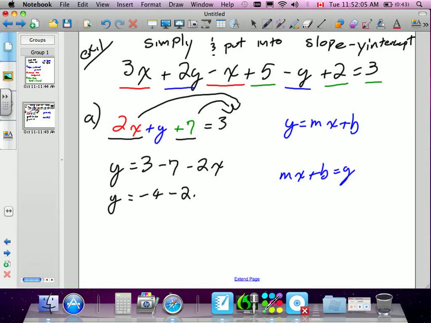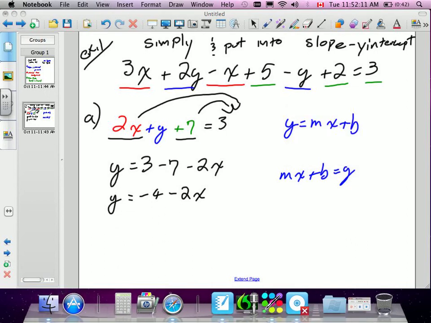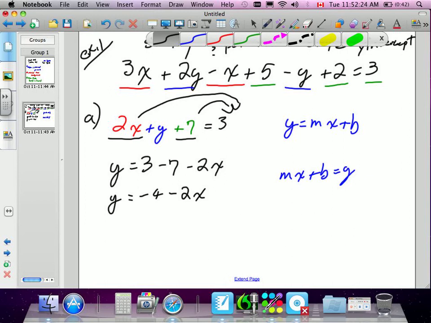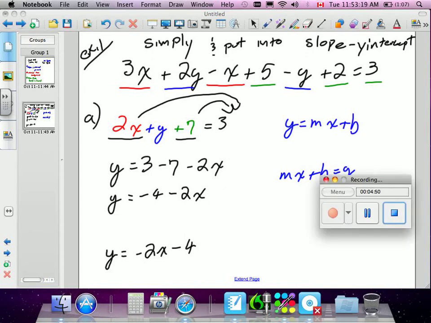So, is this in slope y-intercept form right now? Okay, technically it is. We can do everything we need to do with it. You guys are used to seeing it where the x variable is in front of the constant number, which is fine. If you want to rearrange it, it's fine. But right now, I'm okay with what it is. y equals negative 2x minus 4 is still the exact same equation. So we have our slope y-intercept form here.